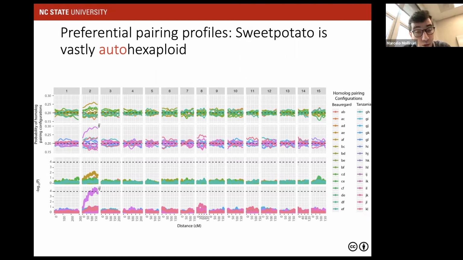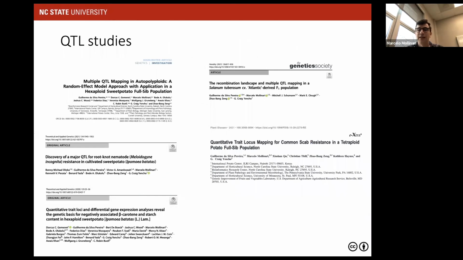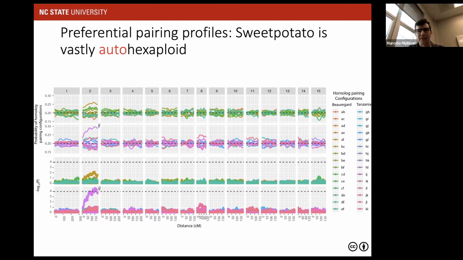Not in terms of origin, we are not on that, because this is just how the homologs are combining. In terms of origin, we need other studies, but in terms of recombination, in terms of pairing, it is the same thing.